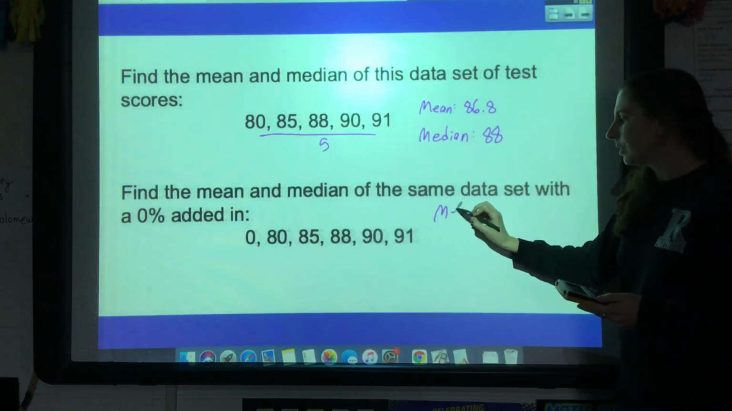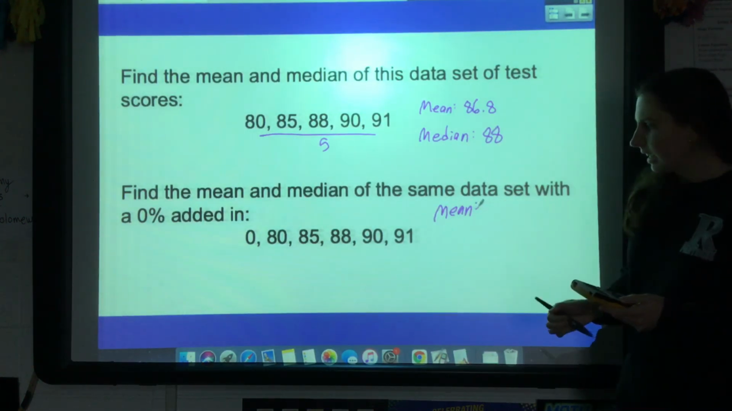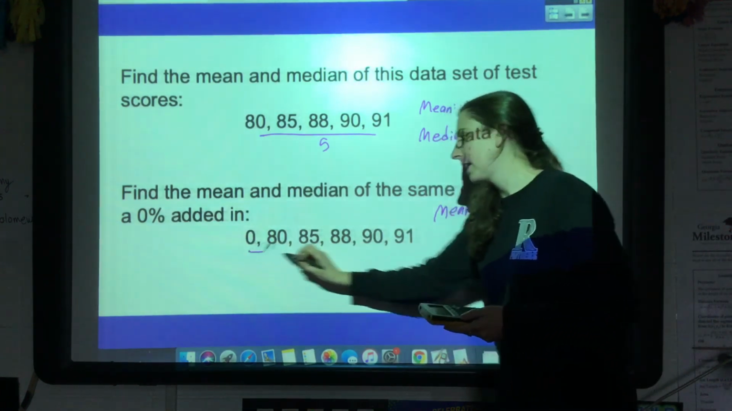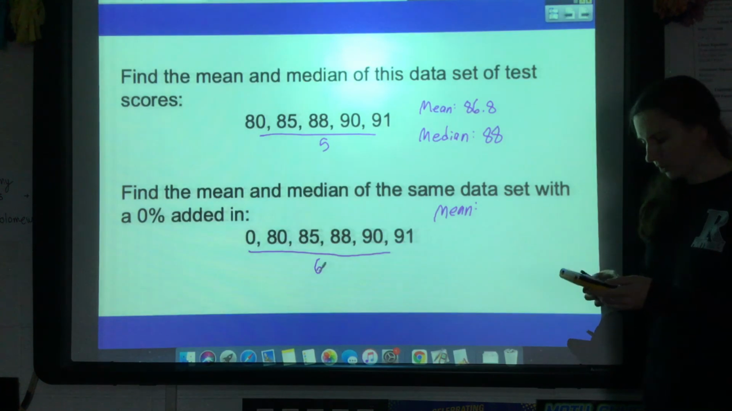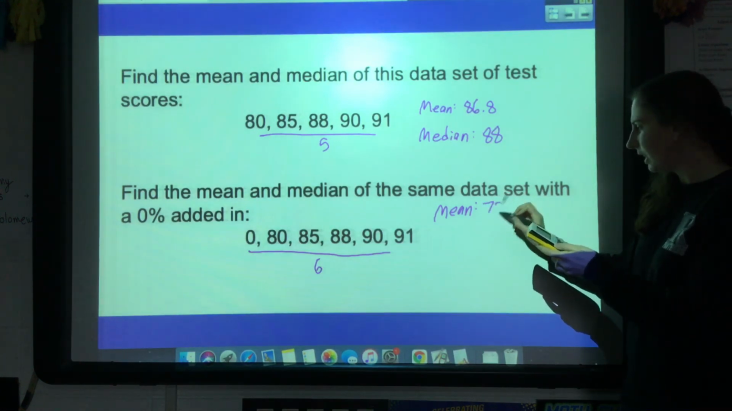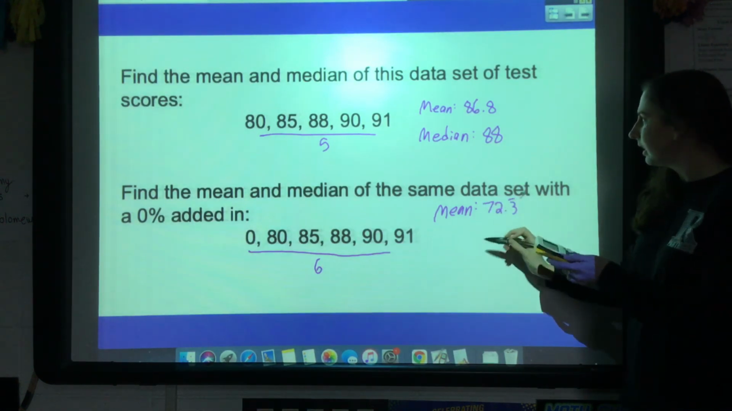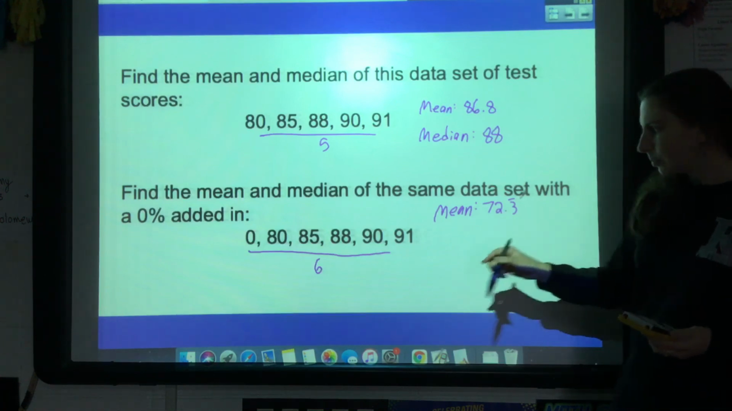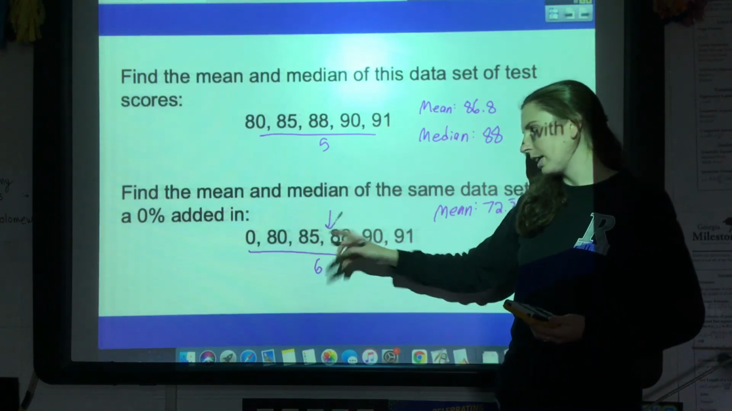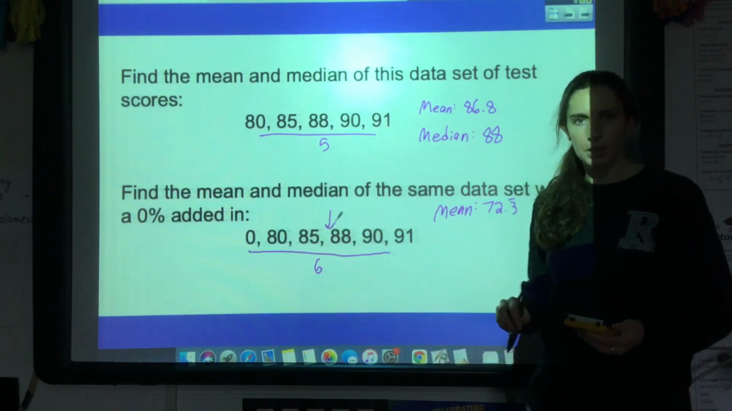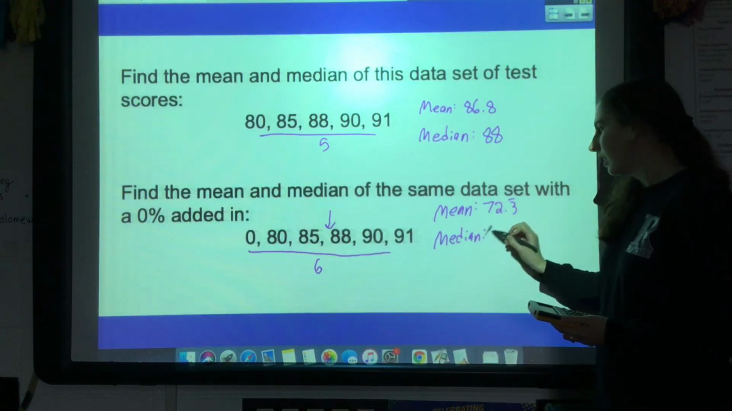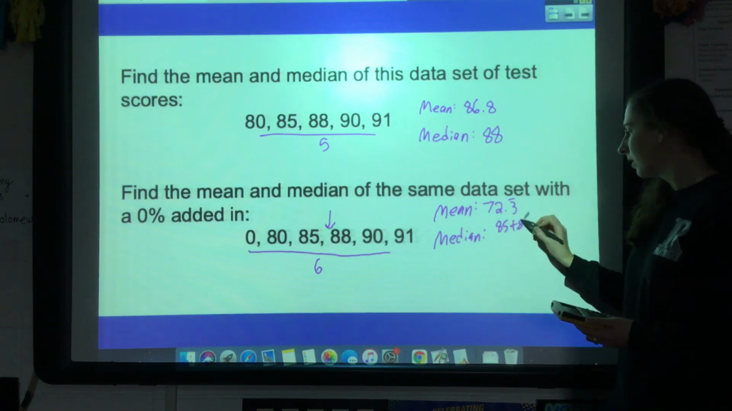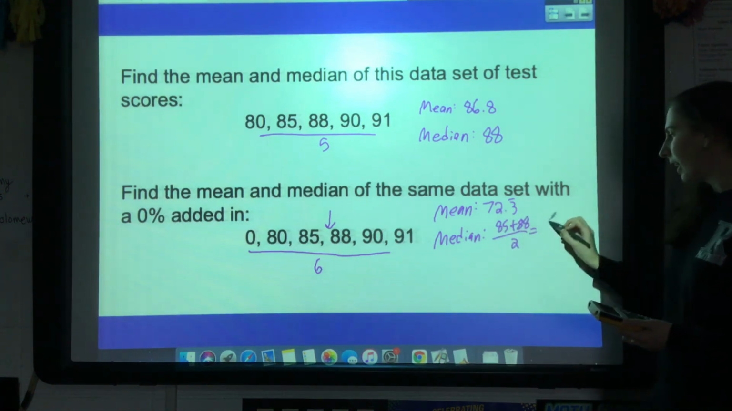And then for this one, for the mean you have to add them up and divide by 6 because there's 6 of them now. So divide by 6 and you get 72.3. And the median on this one is going to be right in between those two numbers. So add them up and divide by 2, and you get 86.5.